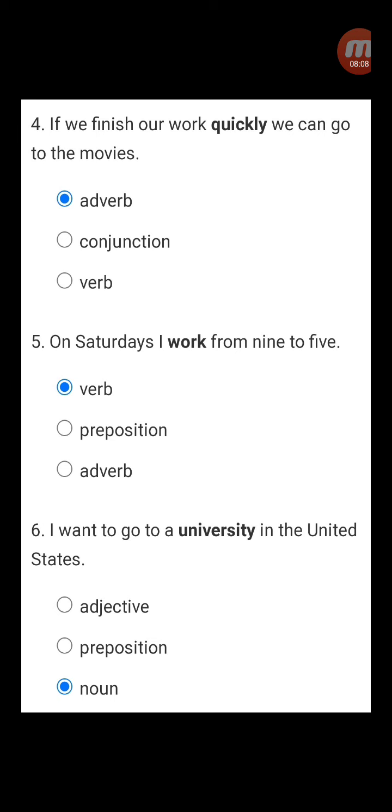On Saturday, I work from 9 to 5. It's an action, it is a verb. I want to go to the university in the United States. So university, we are referring to college. No name is given, so it's a noun.